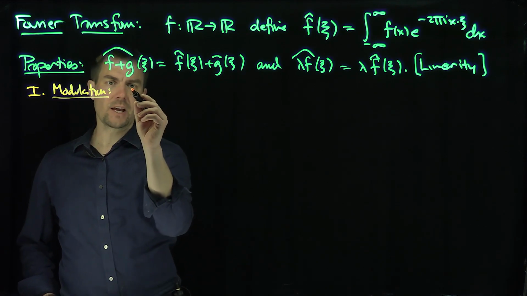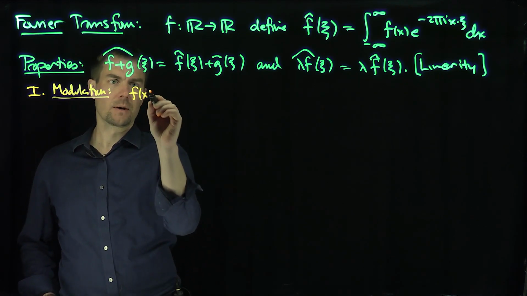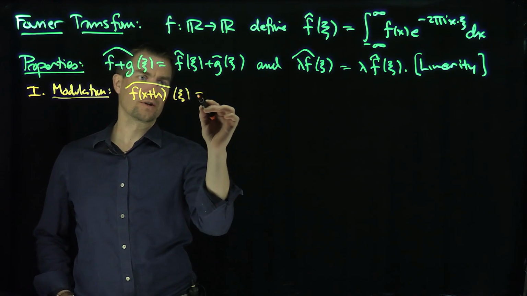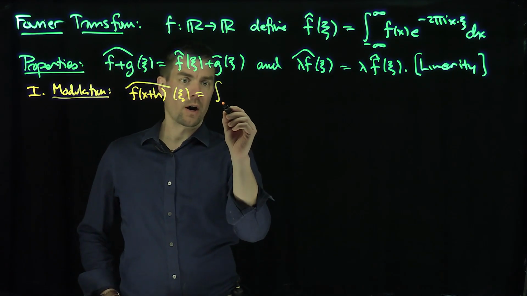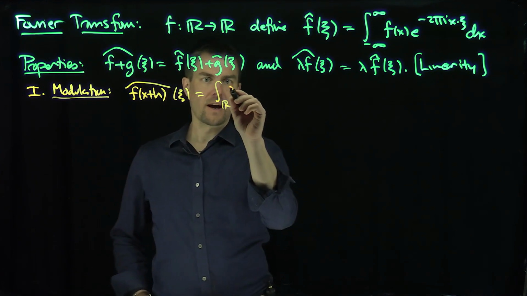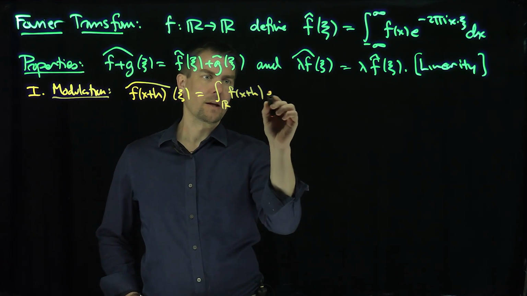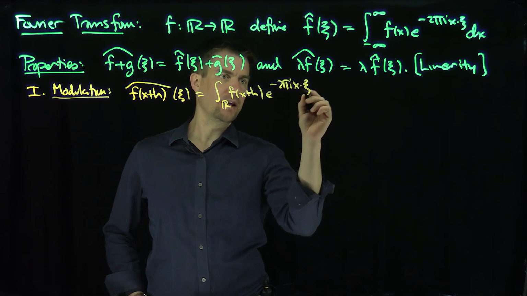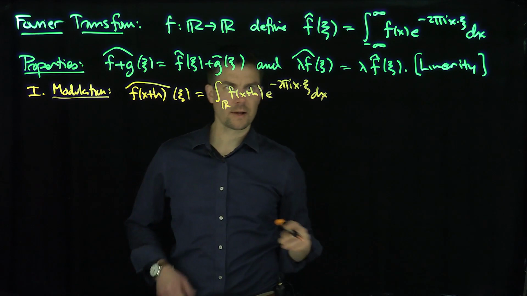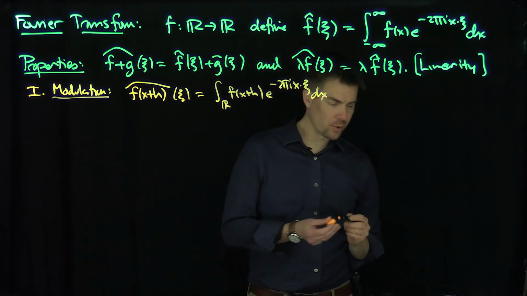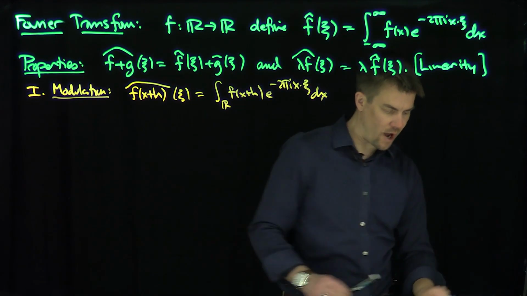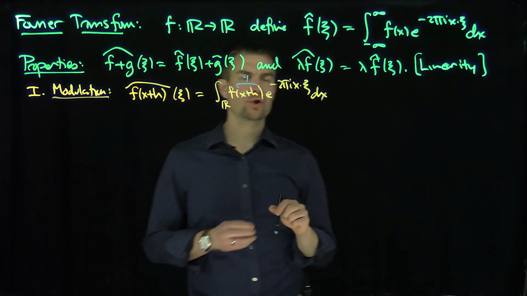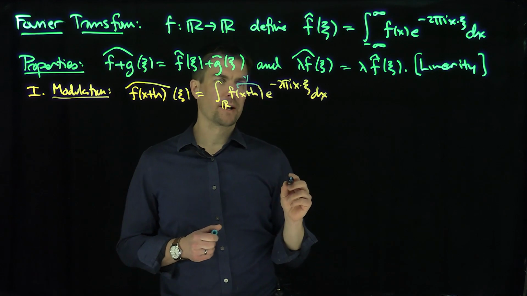so if I look at f of x plus h, I translate the function and Fourier transform it, that's the integral over R from negative infinity to infinity of f of x plus h times e to the minus 2 pi i x times xi. Now, of course, we can make a substitution over here. Let y be x plus h. Then x is really y minus h.